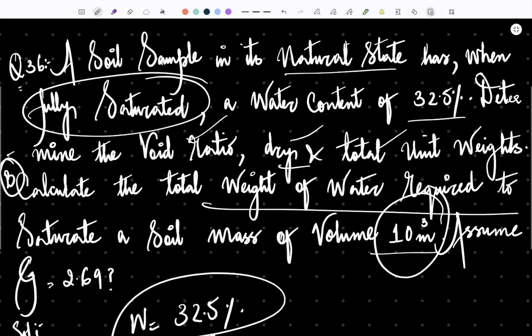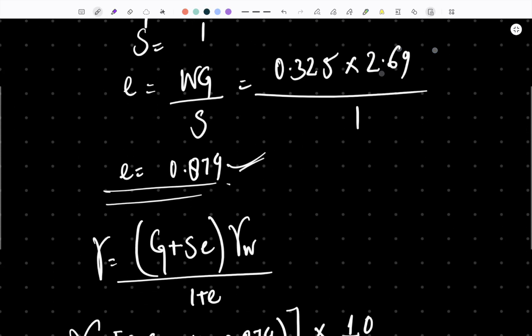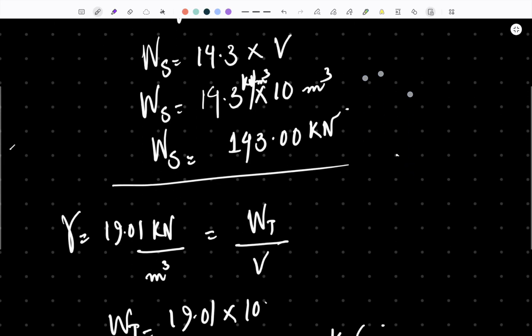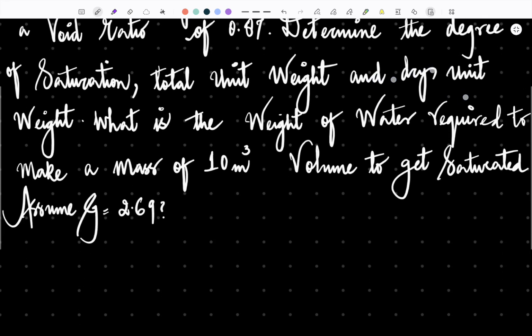Calculate the total weight of water required to saturate a soil mass of volume 10 cubic meter. The total weight of water which is required to saturate a soil mass of volume 10 cubic meter is 47.1 kilonewton. Alright, moving on to the next question.